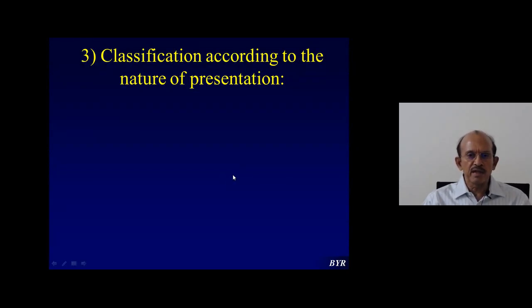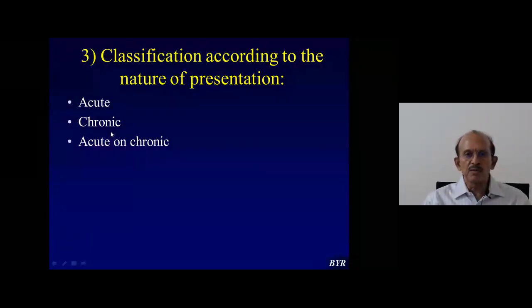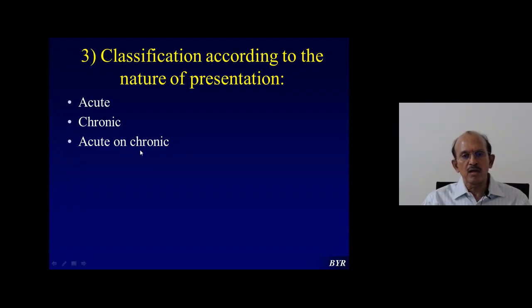Classification according to nature of presentation. It may be acute, chronic, subacute, or acute and chronic. Chronic obstruction, as I already told you, is partial large bowel obstruction. If this partial large bowel obstruction all of a sudden becomes complete, then we call it acute and chronic. Then we have subacute, and also we can say acute and subacute. That means previously the patient was having subacute obstruction, and on that suddenly there is acute obstruction.